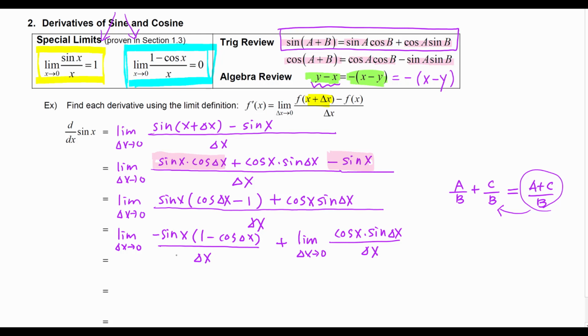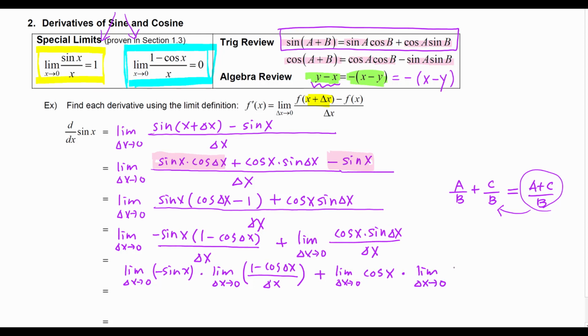Also, I can look at this as a product of two functions and split each. Remember, the limit of a product of two functions is the product of the limits of each of the functions. So I will have the limit as delta x approaches 0 of negative sine x times the limit as delta x approaches 0 of 1 minus cosine delta x over delta x, plus the limit as delta x approaches 0 of cosine x times the limit as delta x approaches 0 of sine delta x over delta x.